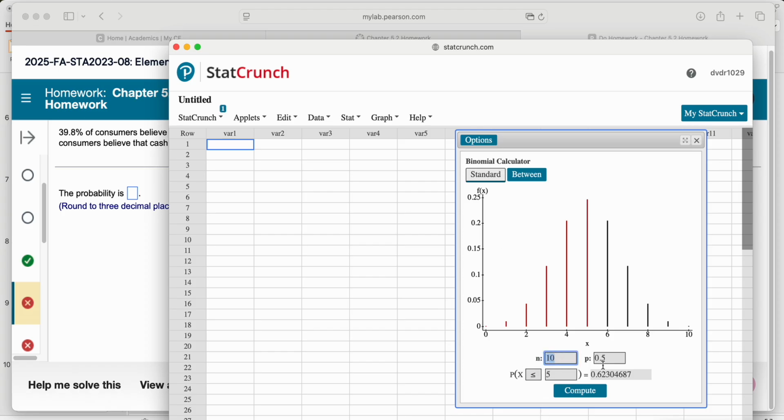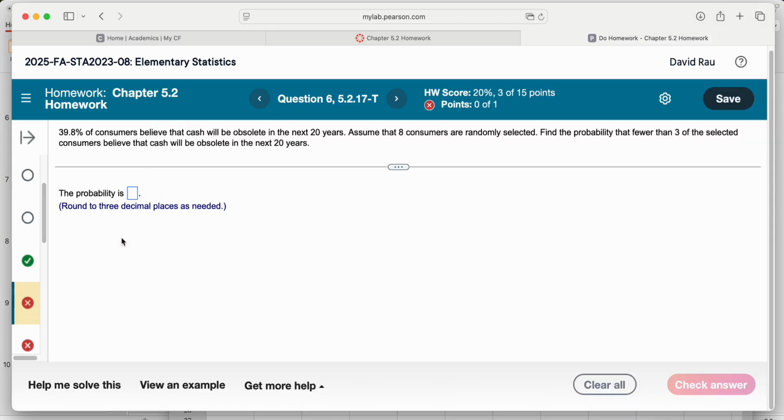For that last question, it was Stat, Calculators, Binomial. We choose our n, we choose our probability, and then we read the question to figure out, did I want exactly 4, did I want less than 4, did I want greater than or equal to 5, and so forth. So let's read this one.